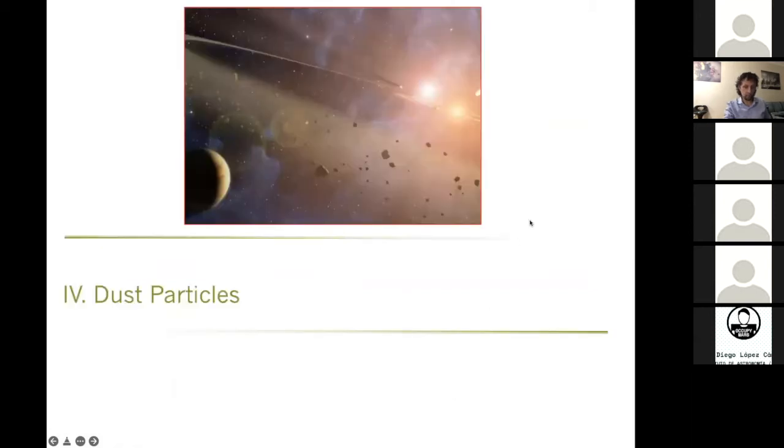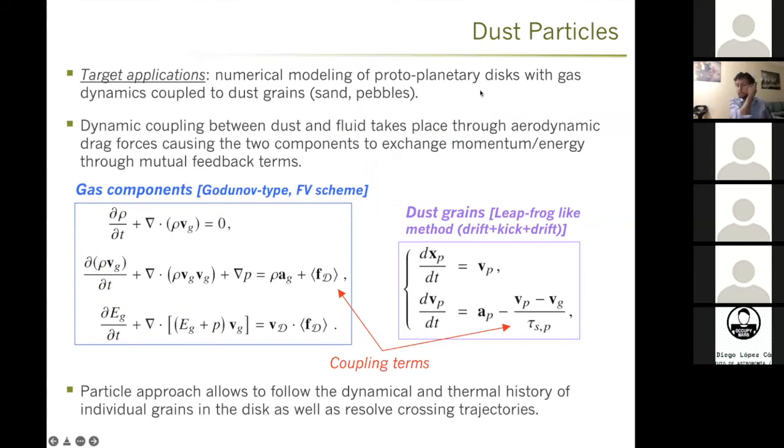Now, let's try to understand how this works in a simple example, which involves only dust particles. Dust grains are relevant in the modeling of proto-planetary disks, okay, because you have sand or pebbles, and the physics is actually quite important to model planetesimals, the very early stage of the formation of a planet. The dynamic coupling happens because dust and fluid feel each other through aerodynamic drag forces, friction essentially, which cause the two components to exchange momentum and energy.